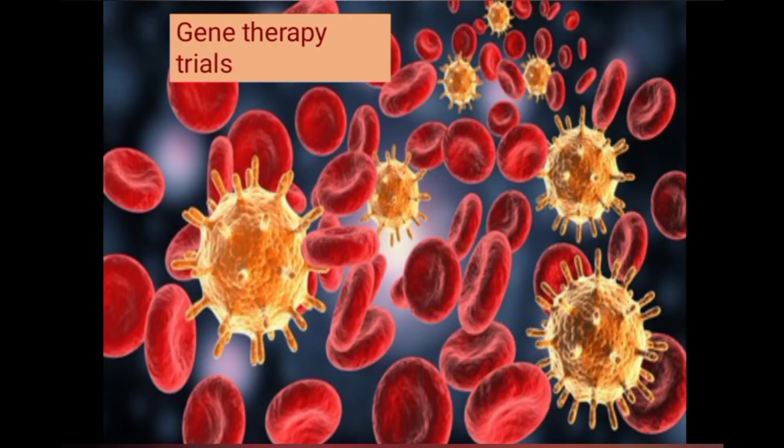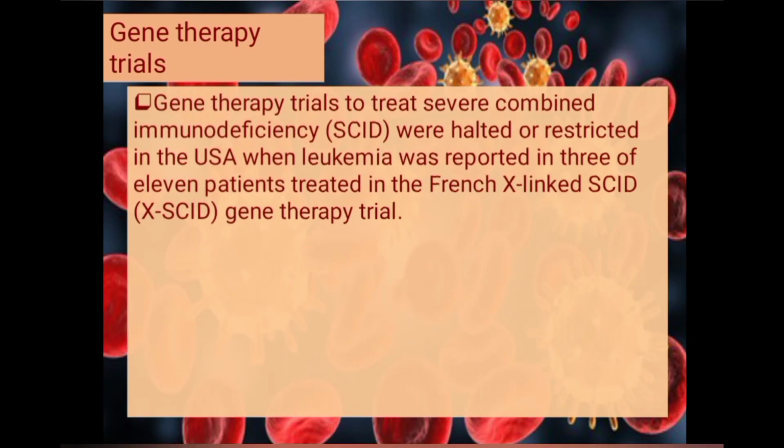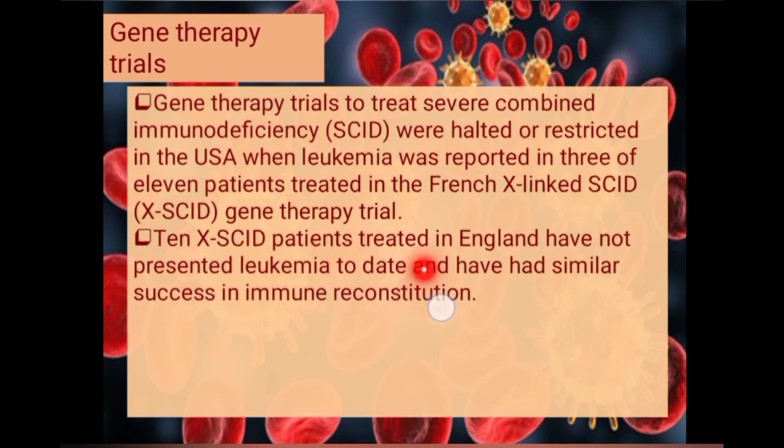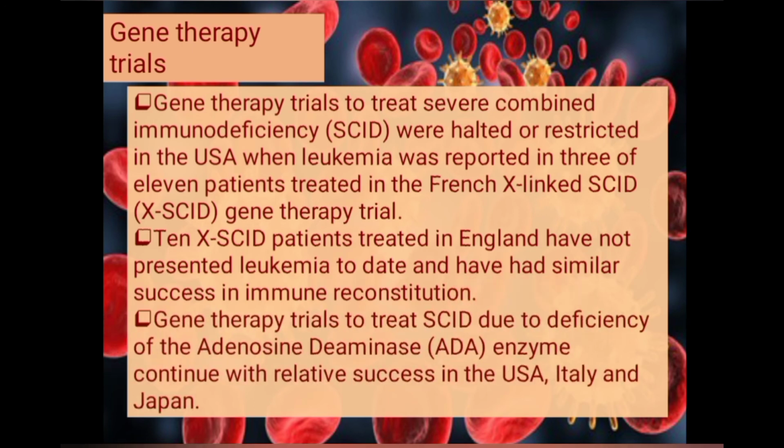And last are the gene therapy trials. Gene therapy trials to treat severe combined immunodeficiency were halted or restricted in the USA when leukemia was reported in 3 of 11 patients treated in the French X-linked SCID gene therapy trial. 10 SCID patients treated in England have presented leukemia to date and have had similar success in immune reconstitution. Gene therapy trials to treat SCID due to deficiency of the adenosine deaminase enzyme continue with a relative success in the USA, Italy, and Japan.